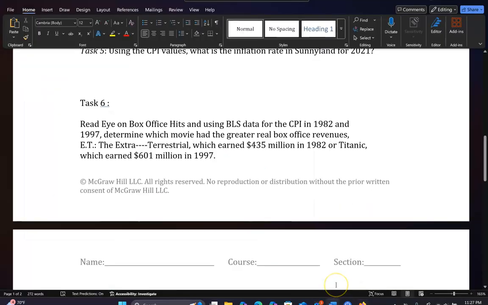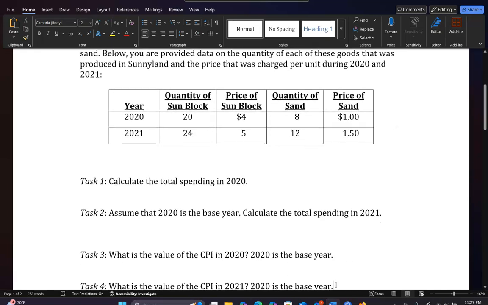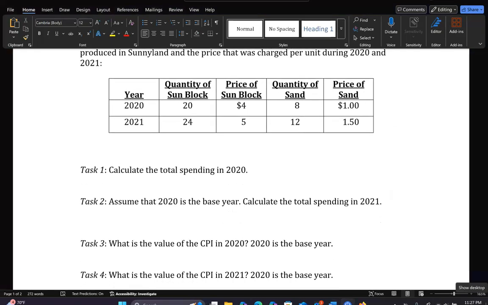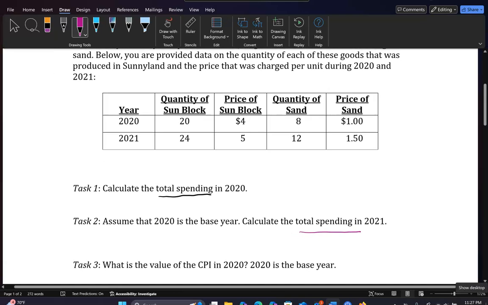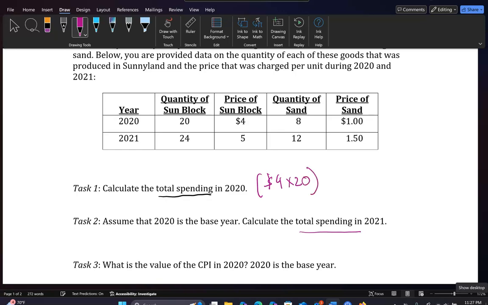Okay, let's take a look at the calculation of inflation rate. Remember, there are several steps in the calculation of inflation rate. Now, the first step is we have to compute the total spending. So task 1 is the total spending in 2020. So it's basically price times quantity for each of the goods and added them together.